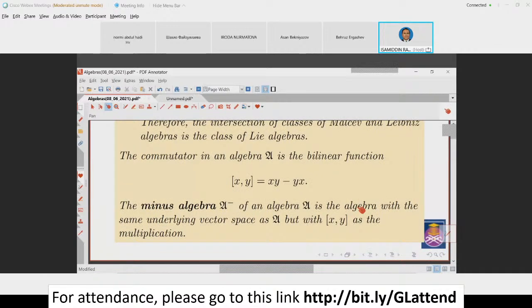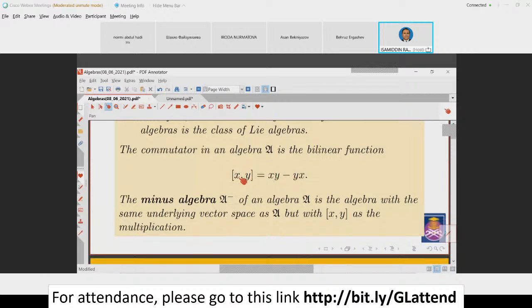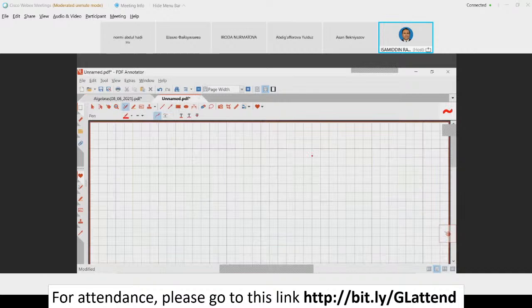so-called minus operation. First of all, we define what a commutator is. The commutator in algebra A is a bilinear function: [x, y] is x times y minus y times x. So this is, in fact, a bilinear function, that means it is linear with respect to x and linear with respect to y. It can be easily seen from the definition.